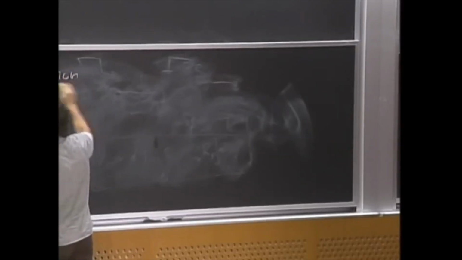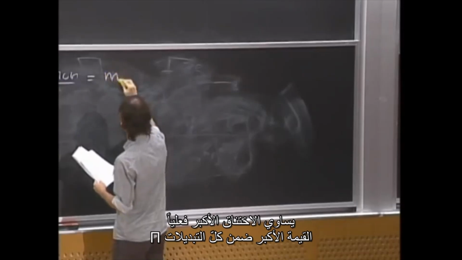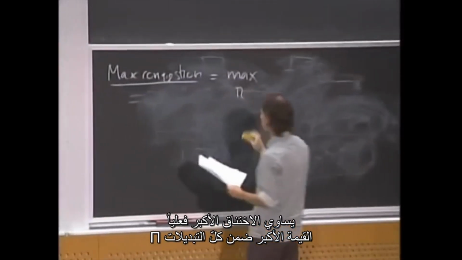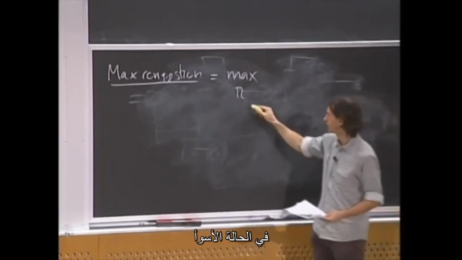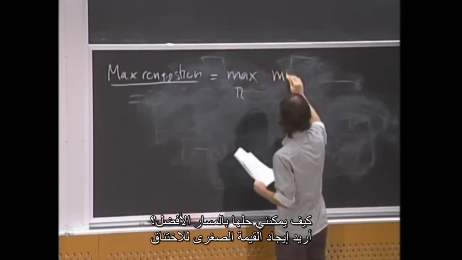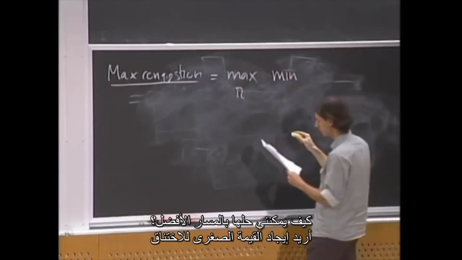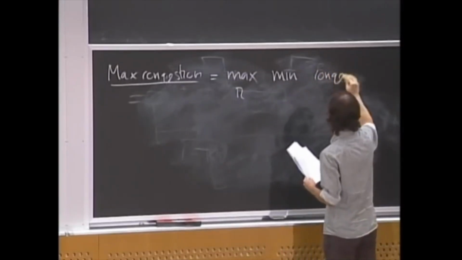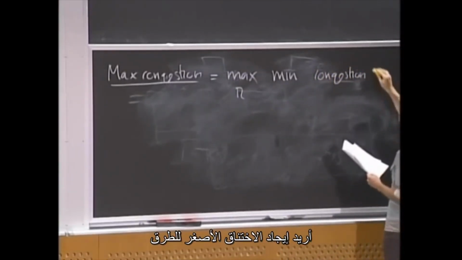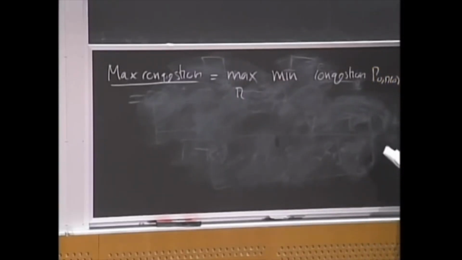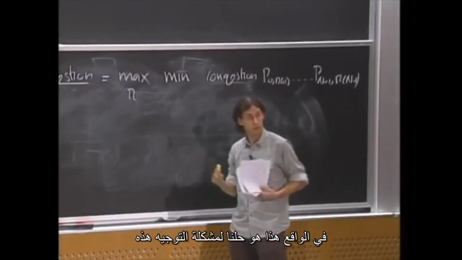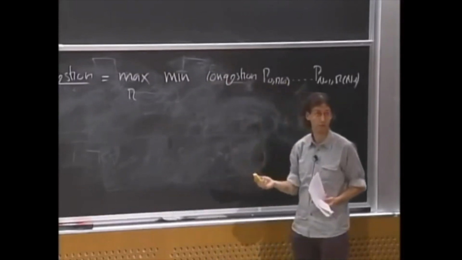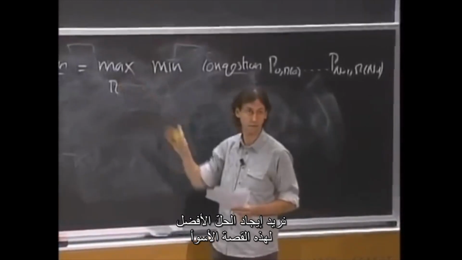as follows. The maximum congestion is equal to the maximum over all permutations pi. This is the worst case routing problem that I can imagine and that may occur in practice. So in the worst case, how can I solve it the best? I want to find the minimum congestion of paths over here, and the minimum is over these types of paths. So actually, this is our solution to this routing problem. We want to find the best solution for this worst case scenario.